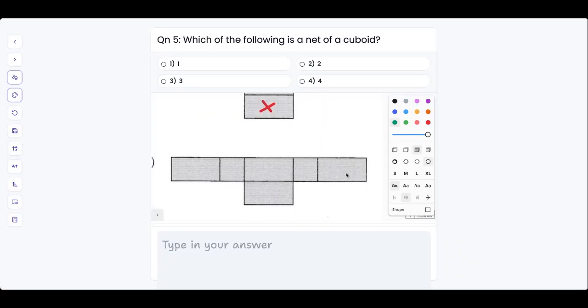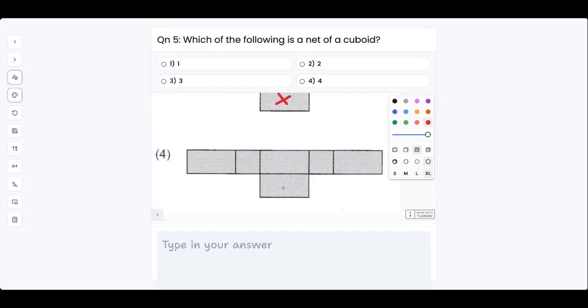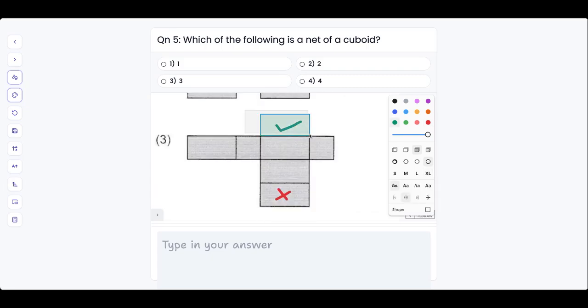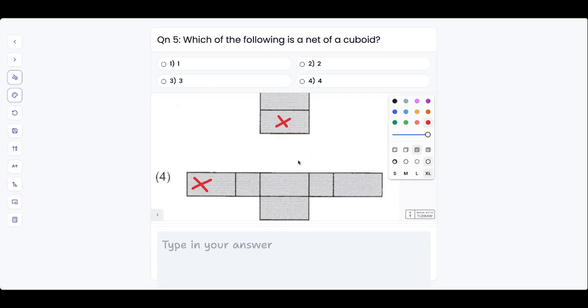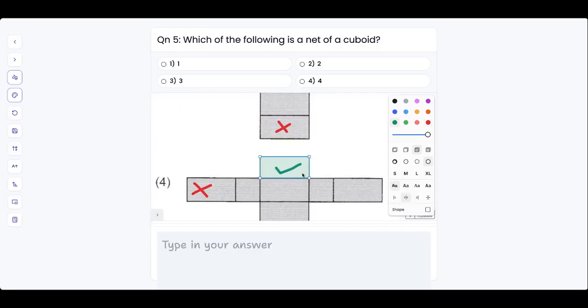Okay, so the last one, 4. Which one do you think is the wrong one? Okay, the wrong one is here. It's either this one or this one. Okay, so I'm just going to put this one. And then same thing, we can just put the correct one over here. Paste. There you go.